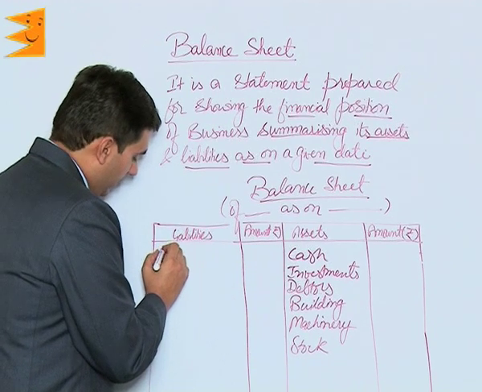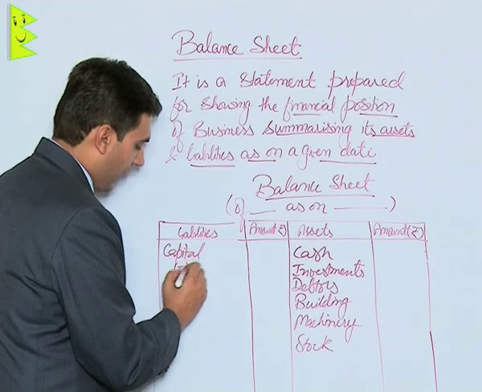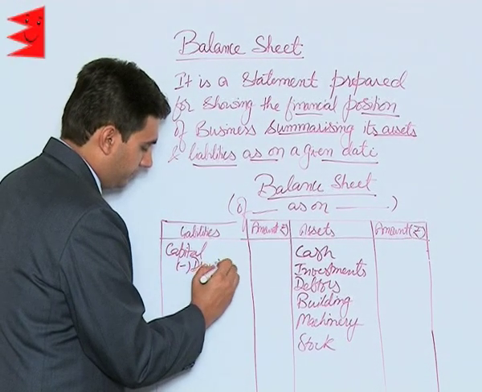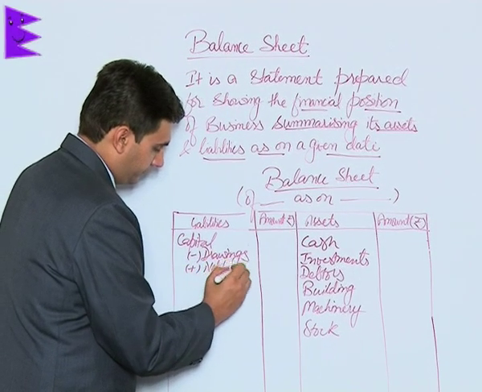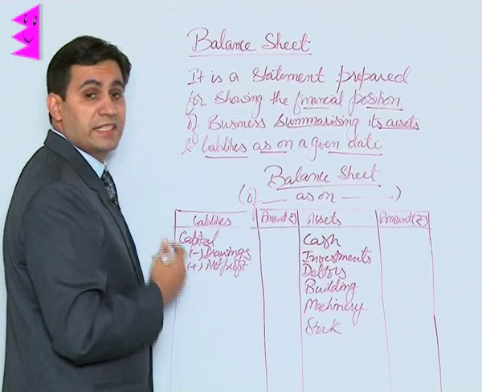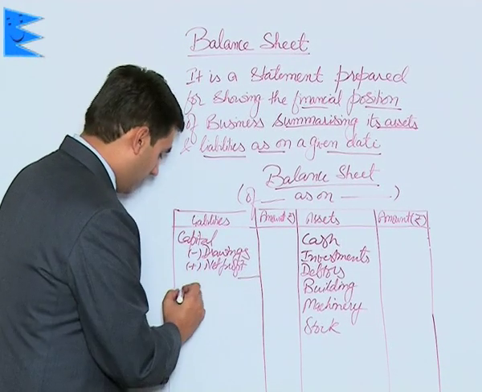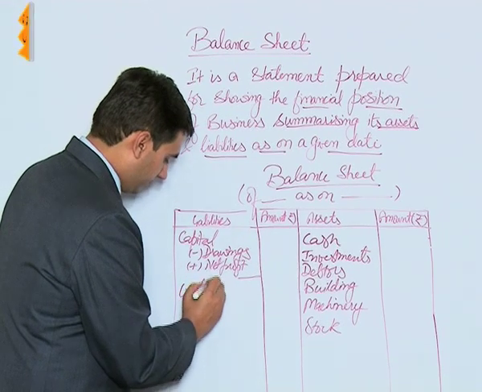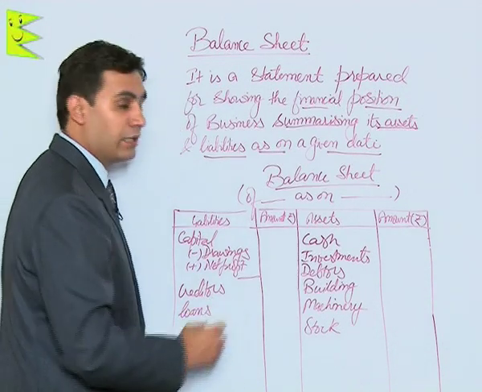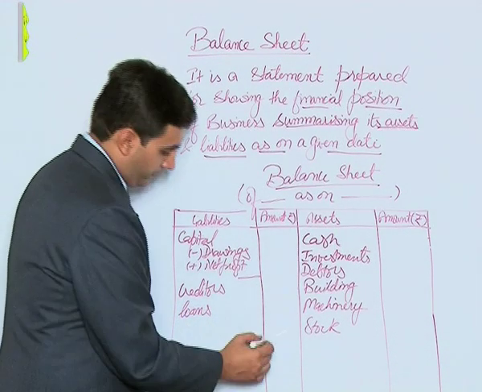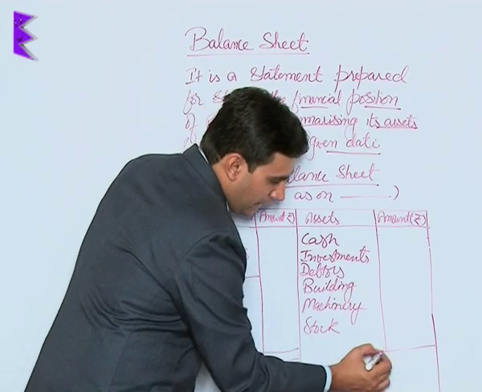The liabilities will be capital, that is insider liabilities. Out of capital, drawings would be deducted. Net profit would be added. And in case it is net loss, then loss would be deducted. Then it can include creditors, loans, and other outstanding amounts. And at the end, the total of the balance sheet will tally out.